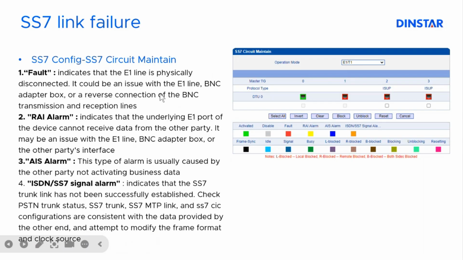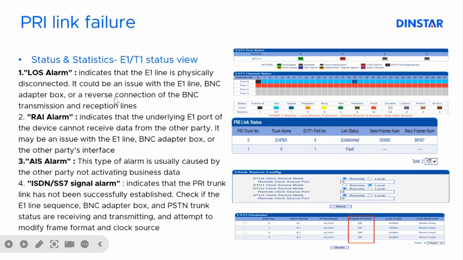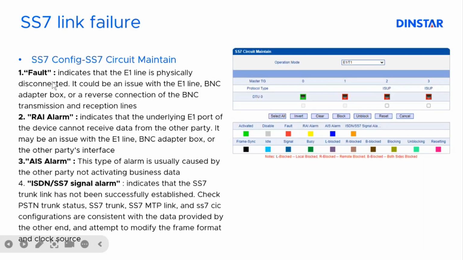Okay, and then SS7 link failure is handled the same way as the PRI link failures. And we can find it also has the LOS alarms, the AIS alarms, and the ISDN SS7 alarm. But for the ISDN and SS7 signal alarm, it's a little different. Here, we also need to check the SS7 trunk, the SS7 MTP link, and the SS7 CIC.